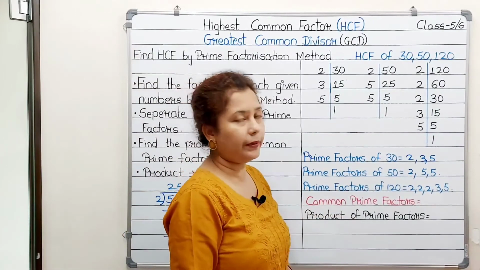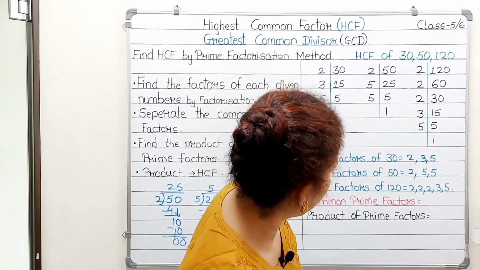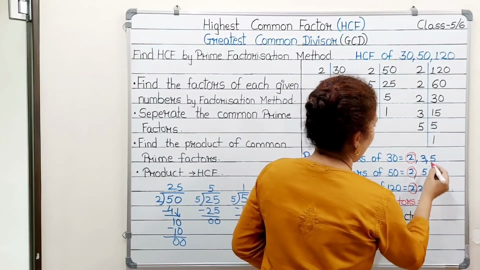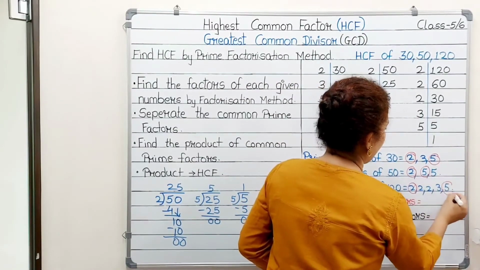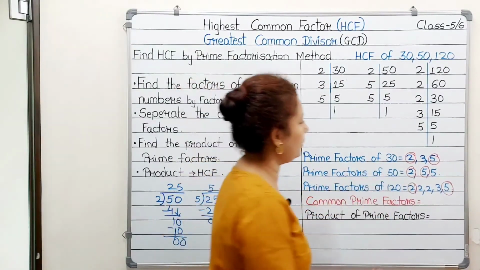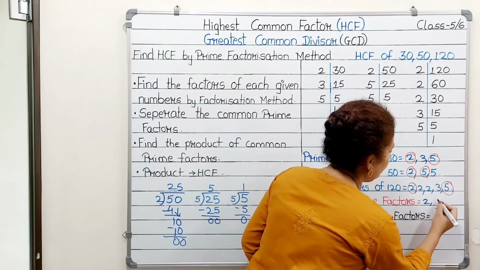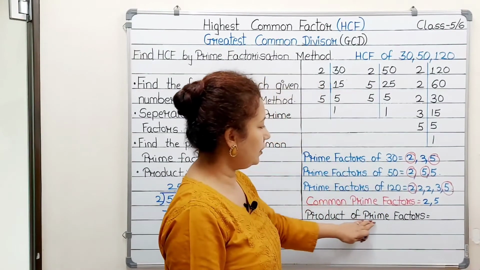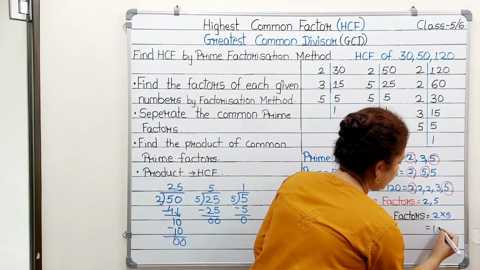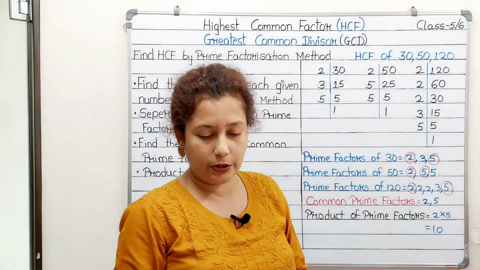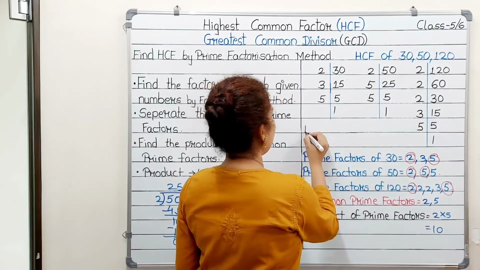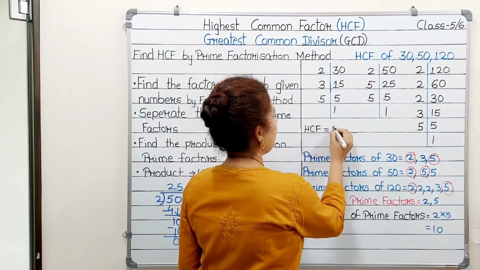So here the common prime factors are 2 and 5. Common prime factors of 30, 50 and 120 are 2 and 5. Product of prime factors, that is 2 into 5, is equal to 10. That means the highest common factor of 30, 50 and 120, that is HCF, will be 10.